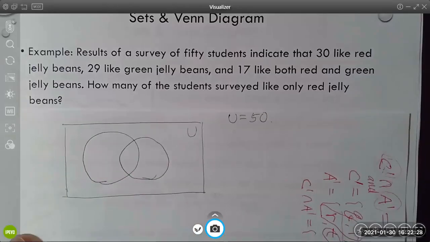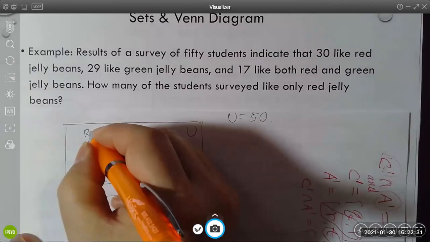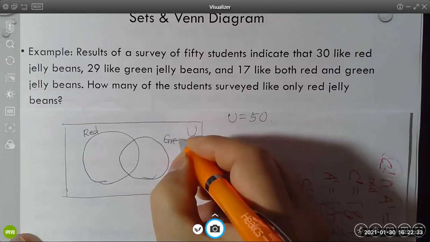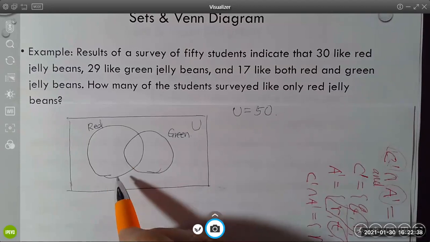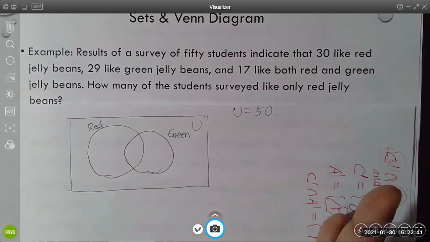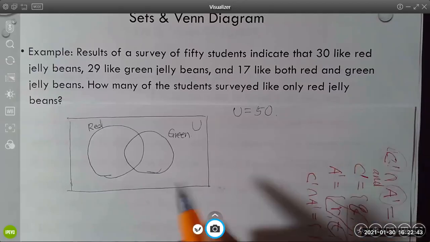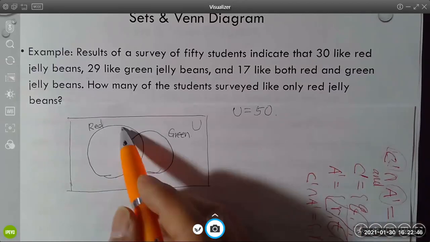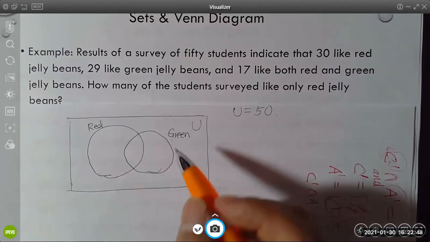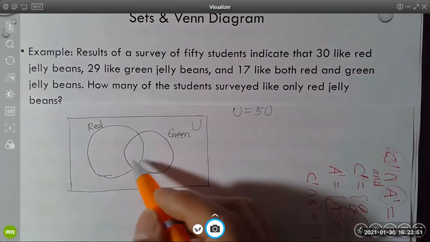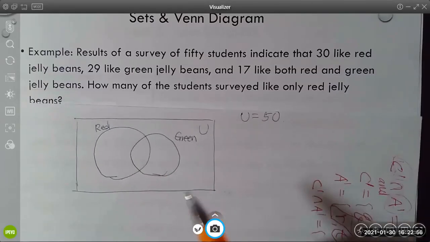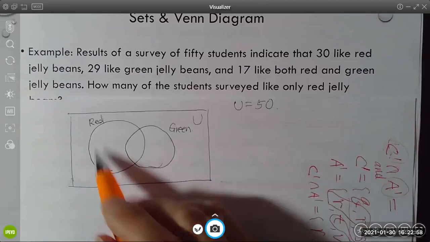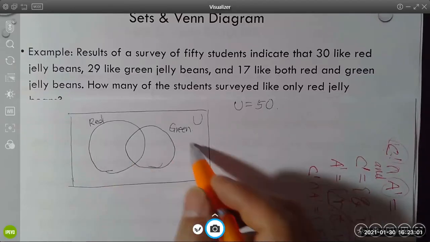And one is the red one, one is the green one. Now after that, we need to label each distinct region to represent different subgroups of people. People who only like red, which is here, right? People who like both, that's here. Who only like green, that's this area. Well, how about those who like neither of these? That will be outside both circles. It's this region, outside both circles.